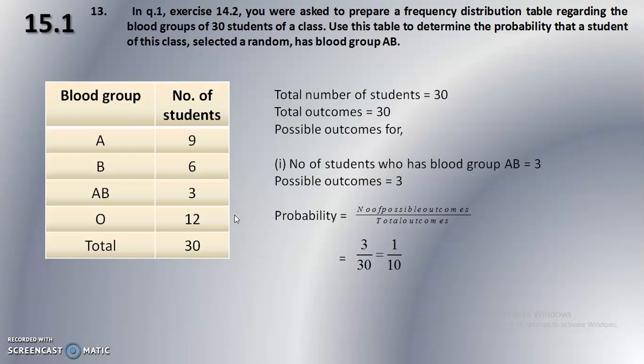So the total number of students equals 30, total outcomes 30. And for possible outcomes, the number of students who have blood group AB equals 3, which is given in the table. Yes. So possible outcomes equals 3. So probability equals number of possible outcomes divided by total outcomes, equals 3 divided by 30, equals 1 upon 10, because 3 tens are 30.